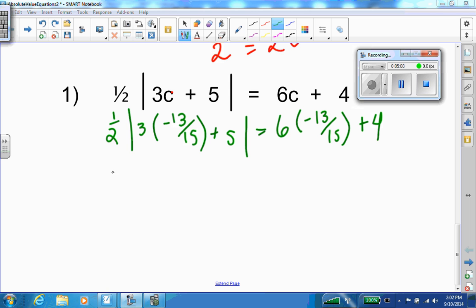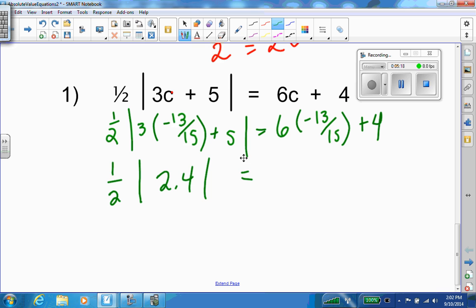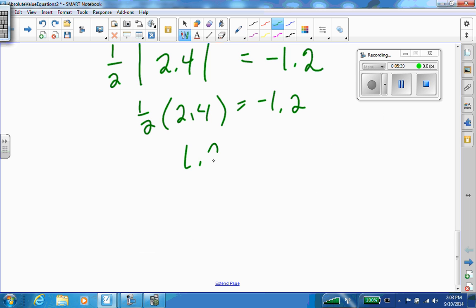Okay, on the left side, following the order of operations, if we simplify what is inside the absolute value bars, we get 2.4. And on the right side, we're going to get the decimal negative 1.2. Finishing the left side, 1/2 times 2.4 is 1.2. And we're saying, does that equal negative 1.2?